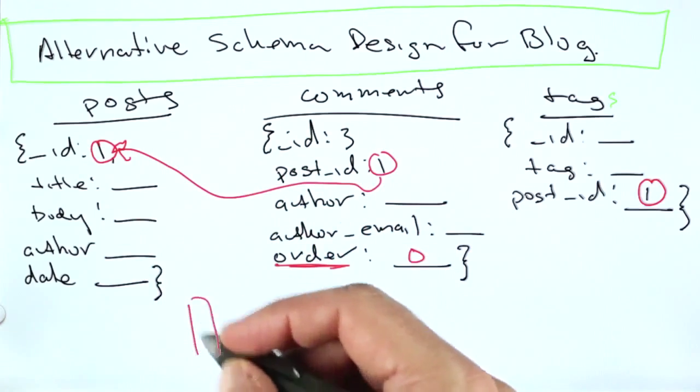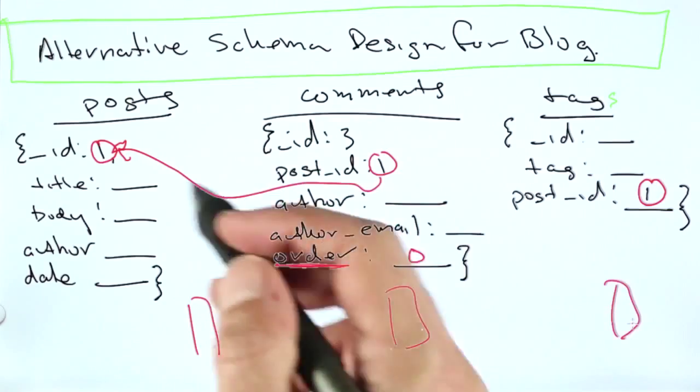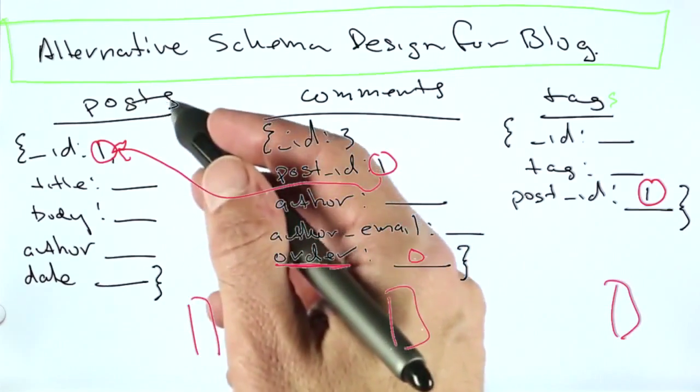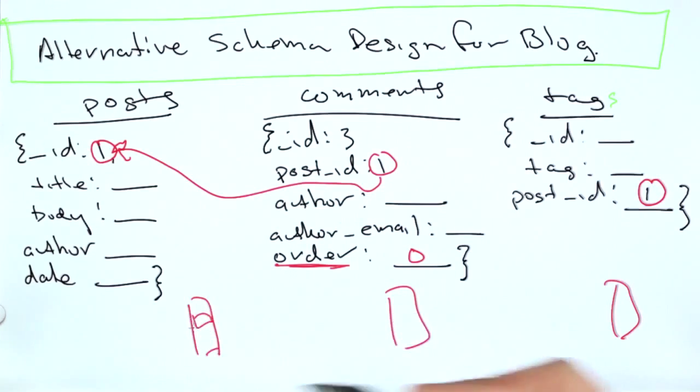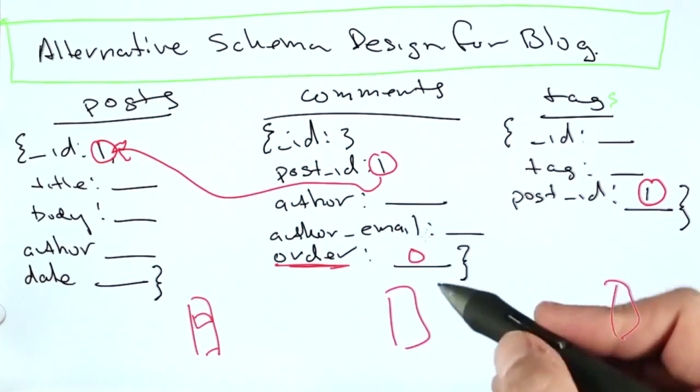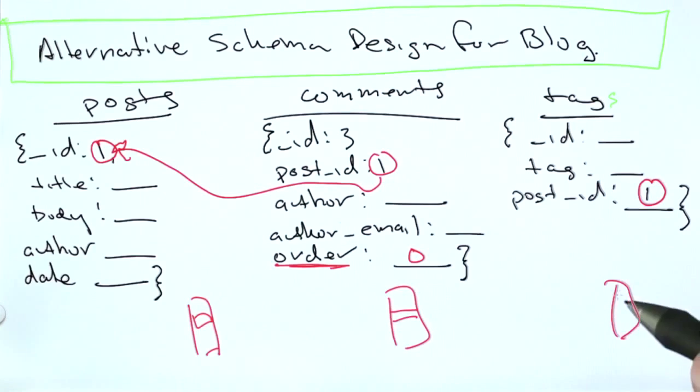This is in one file probably. This is in another file. This is another file. So disk is going to seek in the post collection. You're going to find the post. You're going to read the whole thing into memory. Same thing for the comments collection. It's a separate disk seek to find the comments and then read that into memory. And the same thing with these tags. So it doesn't work particularly well.